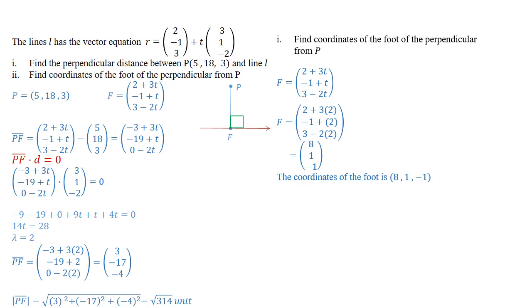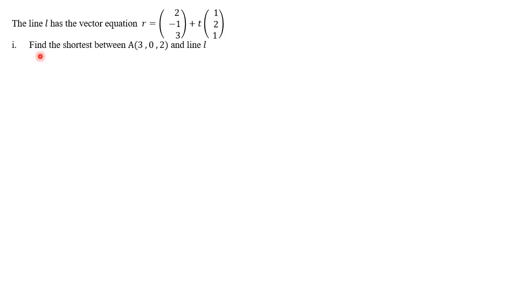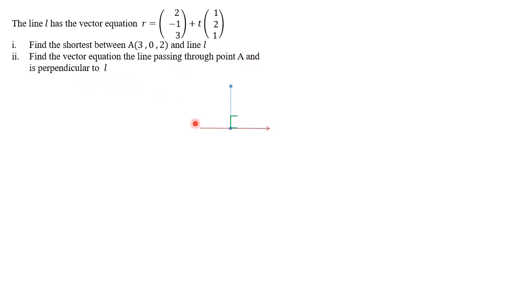Alright, so let's go to the next example. The line has vector equation r equals 2, minus 1, 3 plus t times 1, 2, 1. The first part: find the shortest distance between the point A, 3 0 2, and the line. Then item 2: find the vector equation of the line passing through point A and perpendicular to L. So let's see what it looks like.